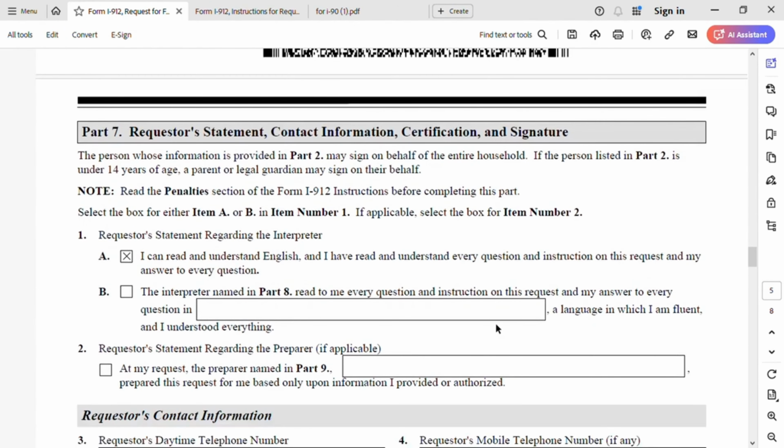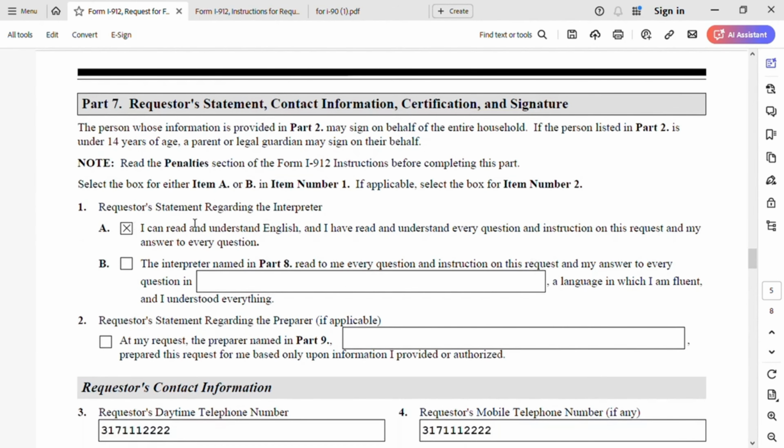So now we're going to go to Part 7: requester's statement, contact information, certification, and signature. The person whose information is provided in Part 2 might sign on behalf of the entire household. If the person listed in Part 2 is under 14 years of age, a parent or legal guardian may sign on their behalf.